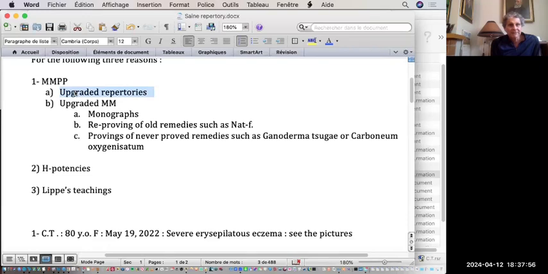And so that's very, very useful. It makes a huge difference in practice. Second, I would say, is to have access to a monograph, and the monograph includes having a reproved remedy. Like last year, we reproved Natrium fluor.